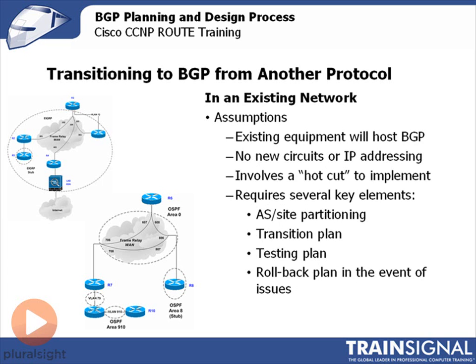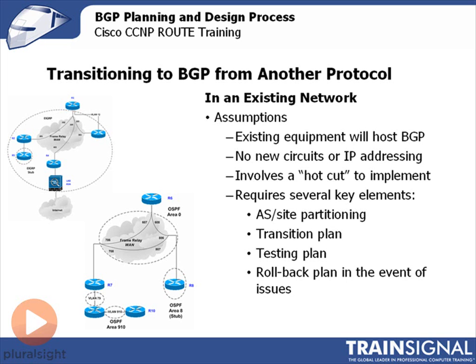For an existing network, it's a little bit more sticky. The assumption is, number one, the existing equipment will host the BGP networks. There's not going to be any new circuits. The IP addressing is not going to change. There's essentially going to be a hot cut from whatever the previous protocol is to the BGP protocol, in which case you need to make sure you know a number of critical elements. How are you handling autonomous systems and site partitioning?